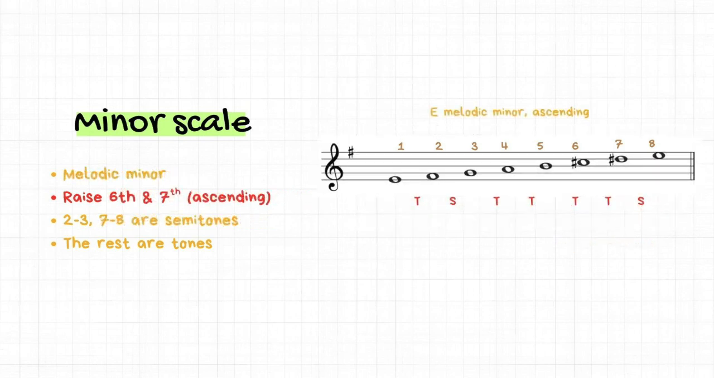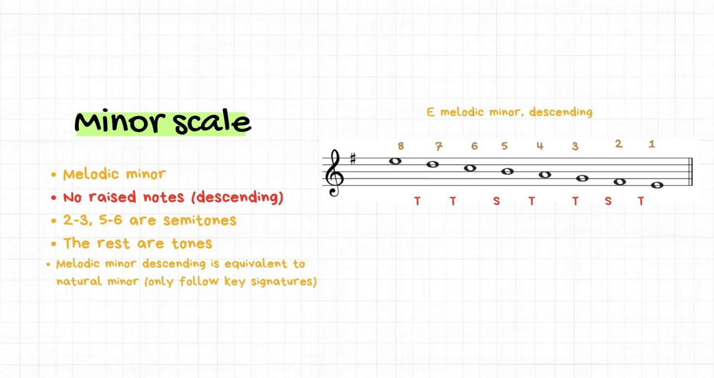In melodic minor, we raise the 6th and 7th in ascending form. The 2, 3, and 7, 8 are semitones, and the rest are tones. In this example, we see E melodic minor ascending. The key signature is F sharp written beside the clef, and we raise the 6th and 7th notes into C sharp and D sharp.